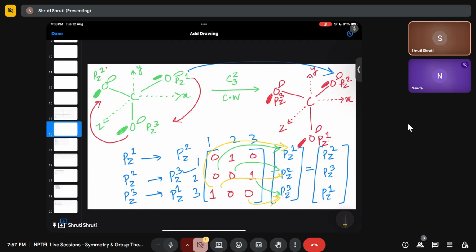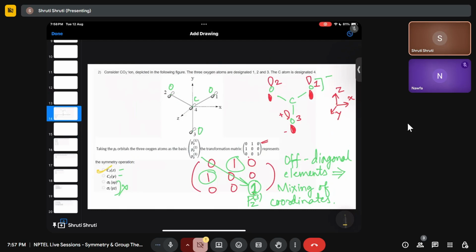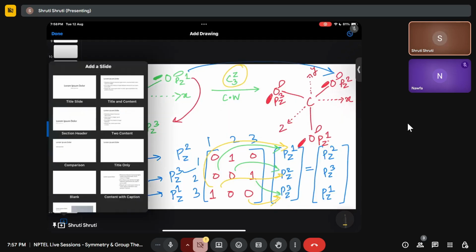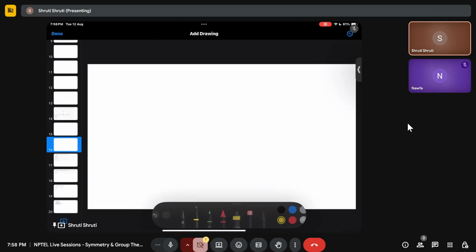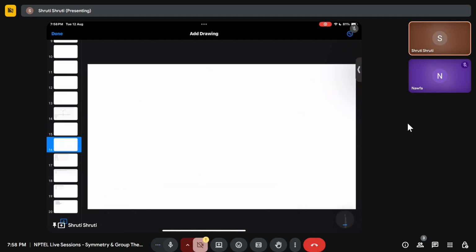Fine. So the first option itself is correct, C3Z. You can check for option B also. So how will you check that? This is X, this is Y.